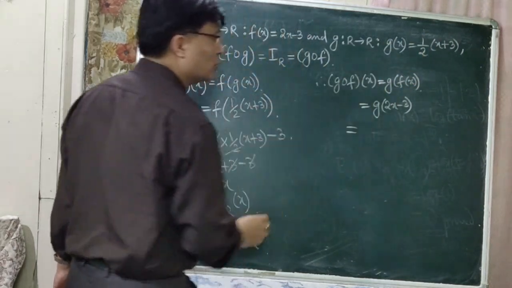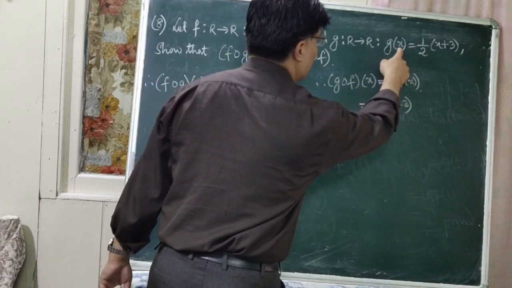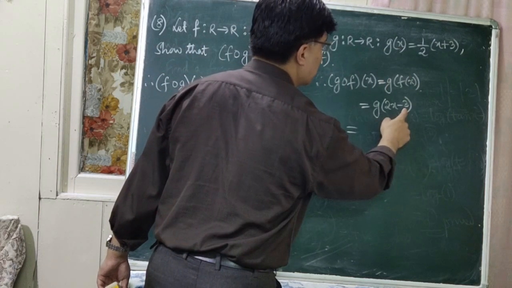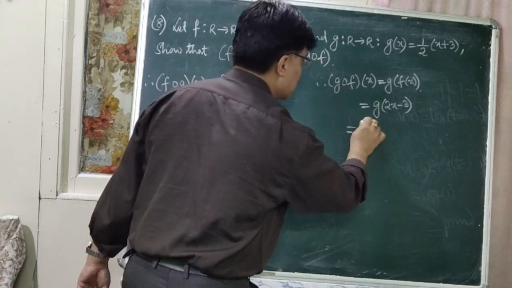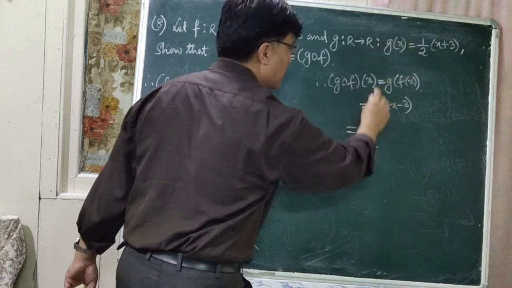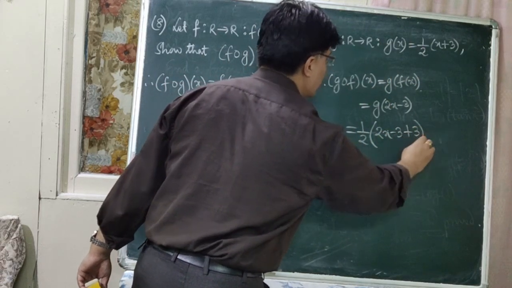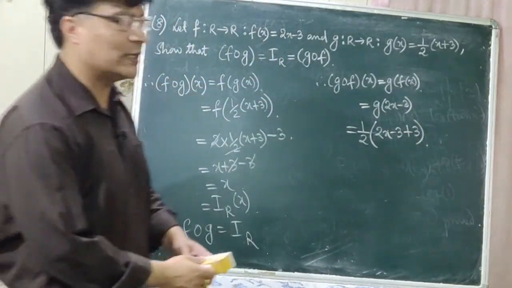So, which is equal to, now wherever there is X, you have to put 2X minus 3. Okay? So, it is half within bracket. Now, X is within bracket. So, instead of X, you write this 2X minus 3, then write down plus 3. So, I think you have understood it.